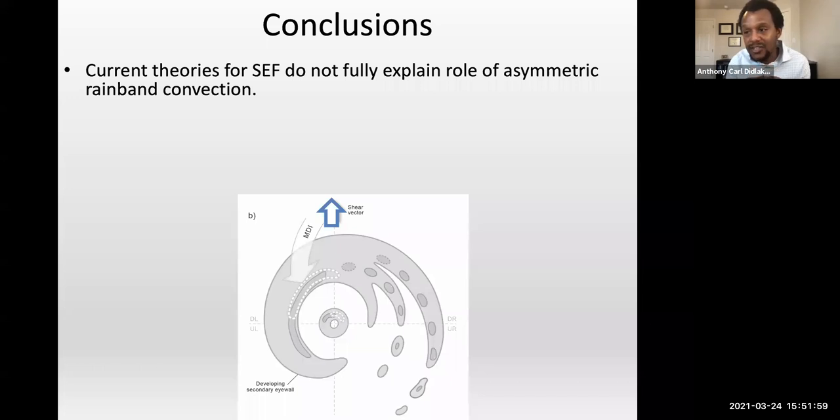You can also have organization of the rainband complex by track motion. And there's also SEFs that can occur in simulations where there's actually a quiescent environment. A lot of those do, when you show that you enhance the cooling component of the simulation, then that tends to increase the likelihood of secondary eyewall forming. But when we come back to the real world though, most storms have some degree of shear and or motion.